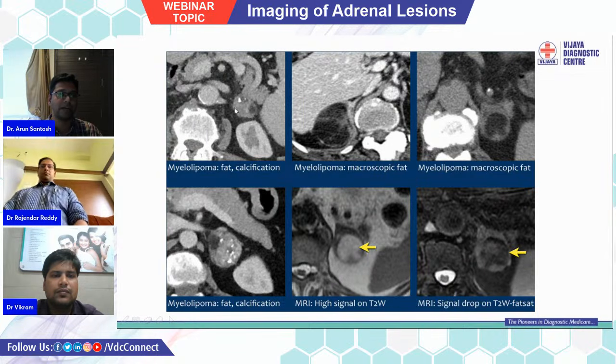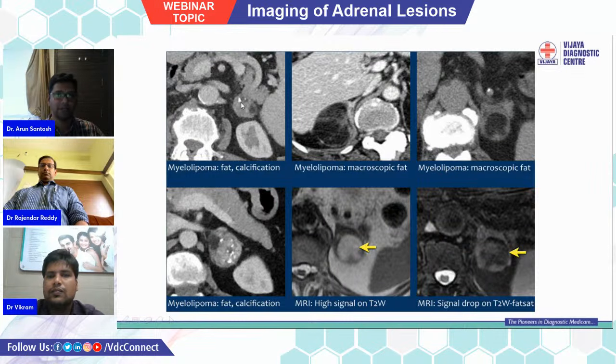Here we can see a well-defined oval or round-shaped lesion, which will be heterogeneous, and predominant areas of hypodensity will be seen, which will correspond to the fat attenuation values. And here we can see this is a significantly hypoattenuating lesion. So this is classically suggestive of a myelolipoma with macroscopic fat.